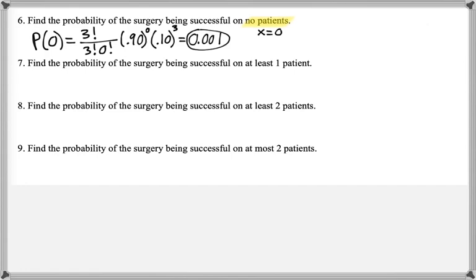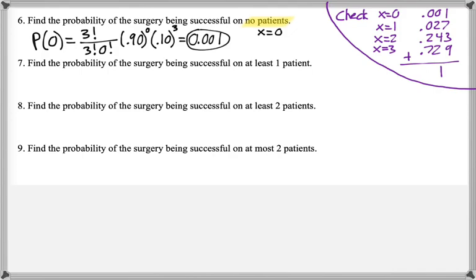Now, this question is dealing with 3 patients. So we've actually calculated all of the scenarios. So 0 successes, 1 success, 2 successes, and 3 successes. So when we add up all of the probabilities, we get 1, which is what should happen.